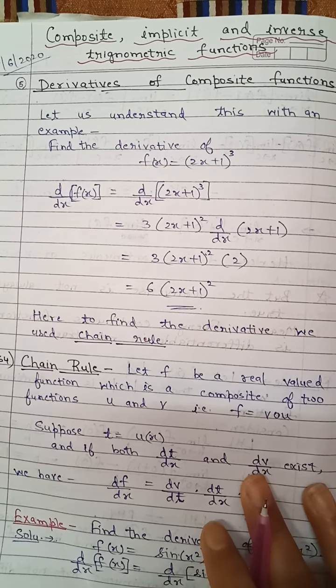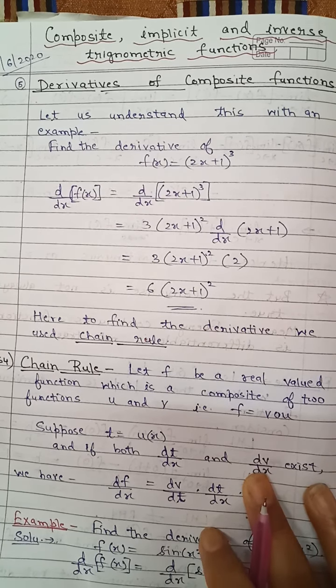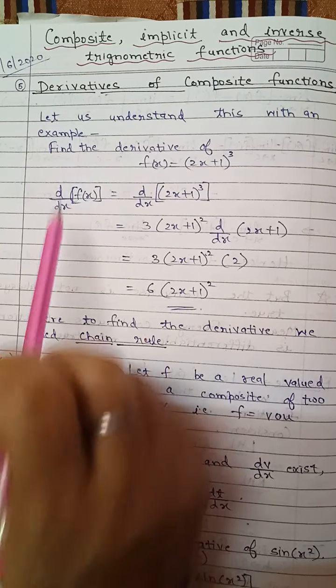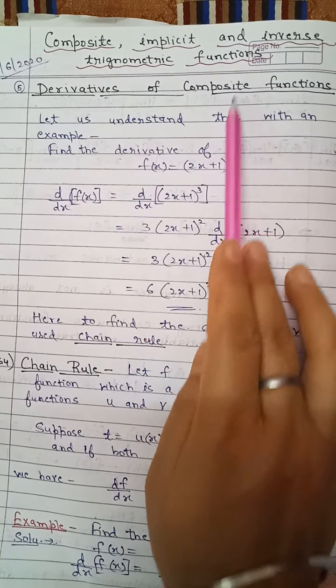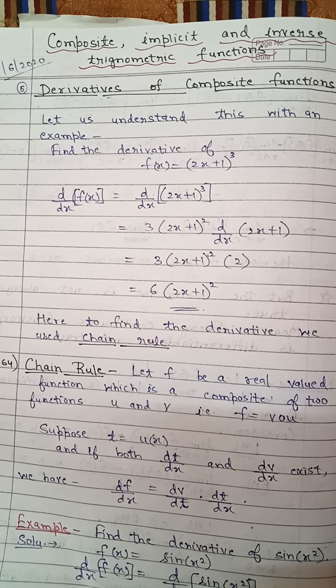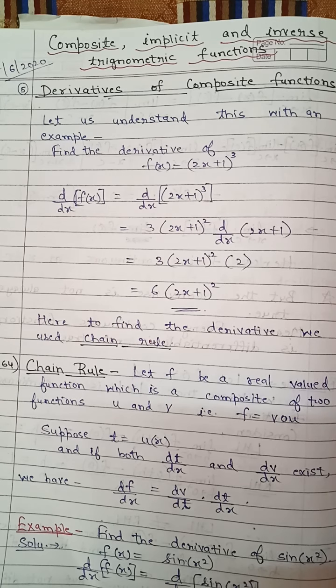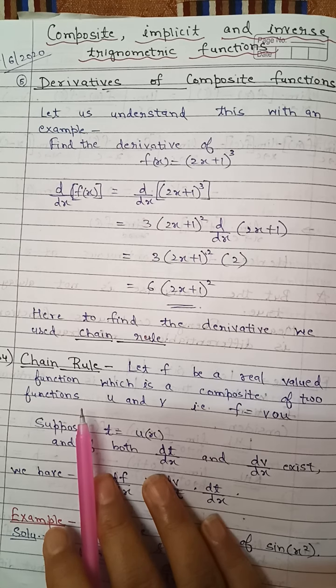Now here is the fifth part of chapter 5, continuity and differentiability, where we are going to discuss the composite, implicit and inverse trigonometric functions. Till now, whatever you were studying relative to differentiability was a bit theoretical. Now we will be doing it in the form of questions, which will give you much more interest.